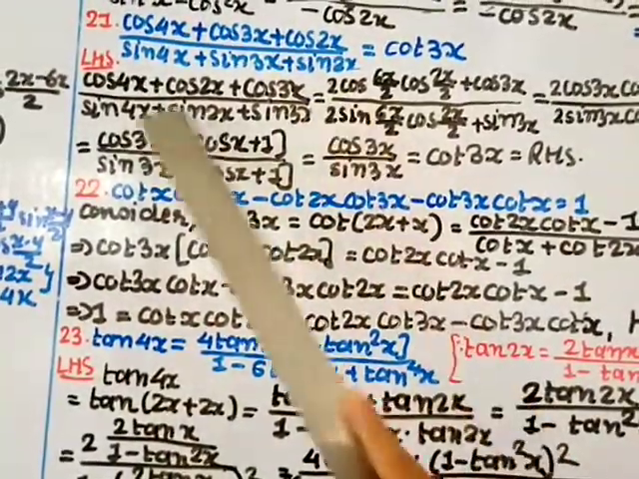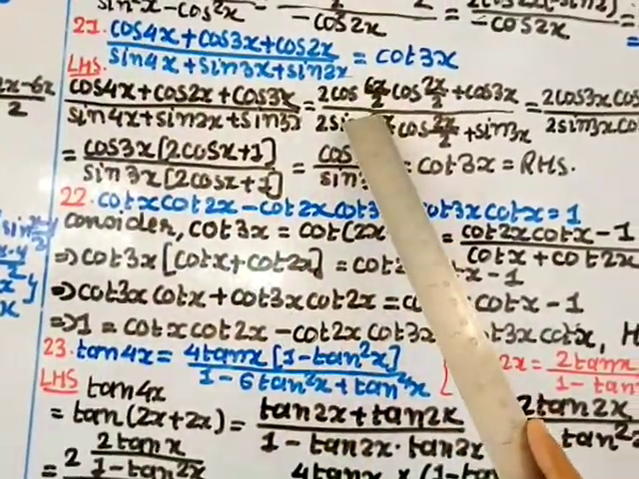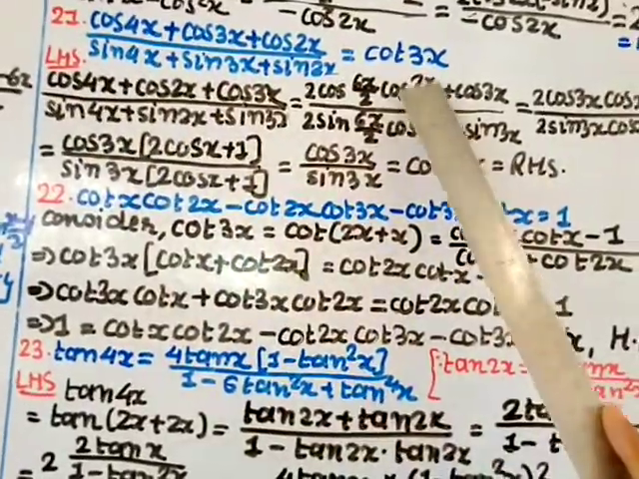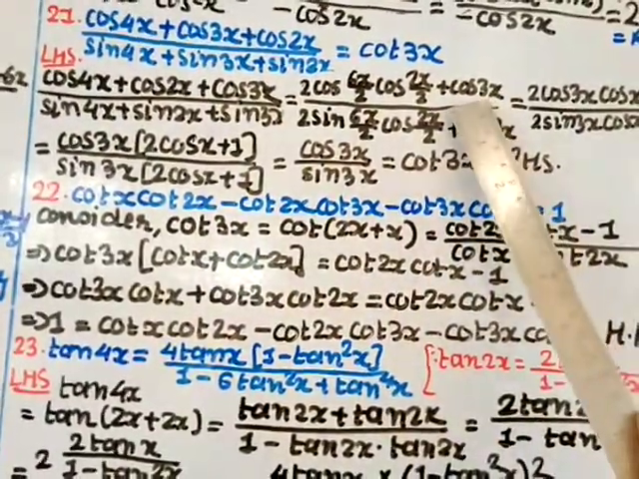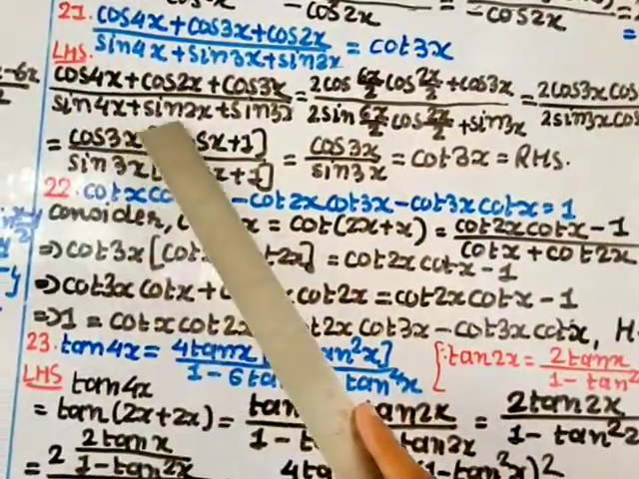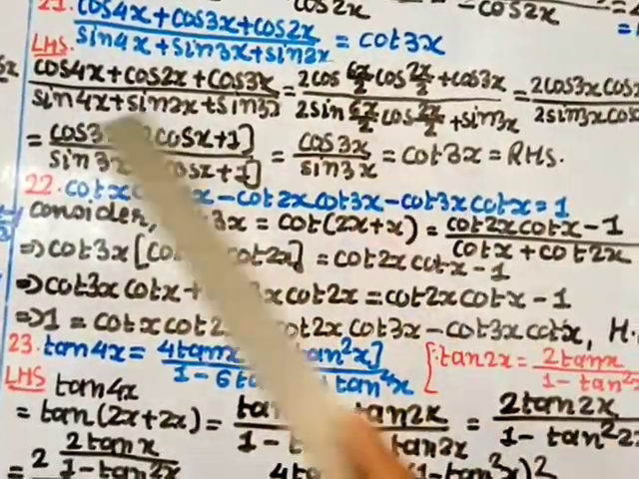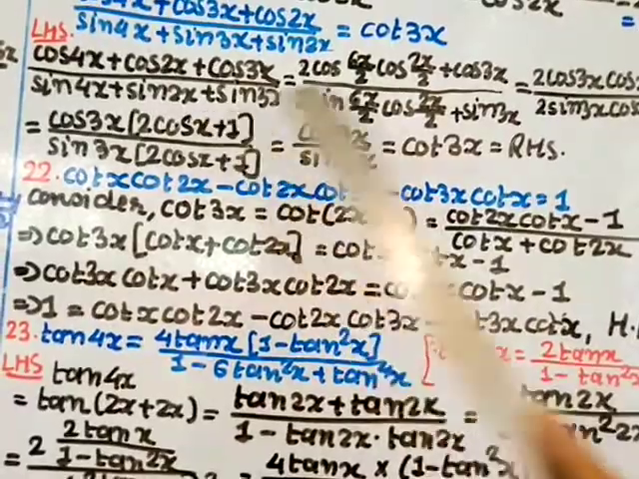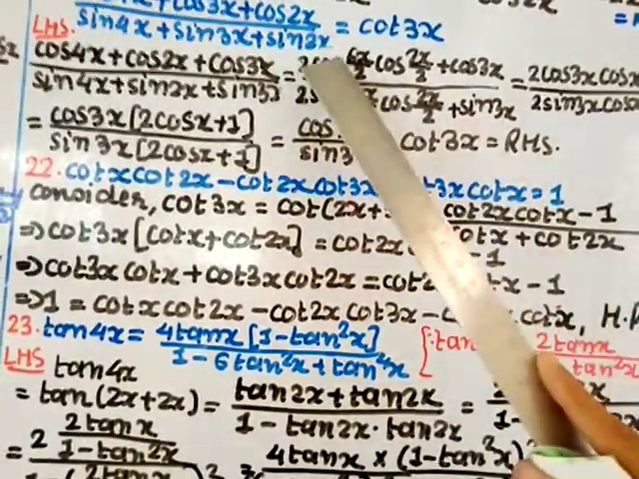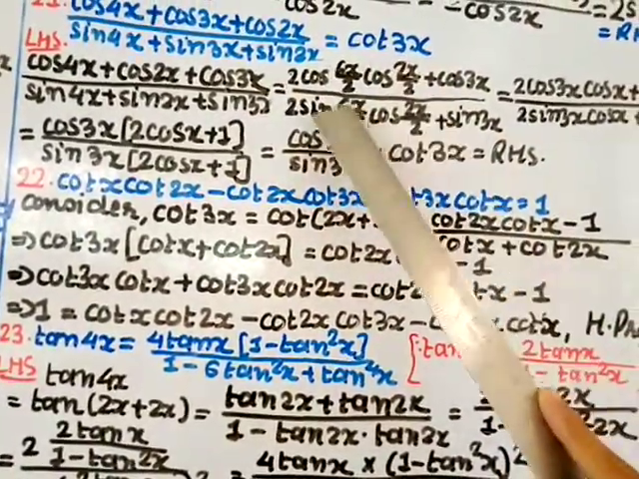So 2 cos((4x+2x)/2), that is 6x by 2, cos((4x−2x)/2), that is 2x by 2, and this cos 3x as it is. Denominator is sin plus sin, that is 2 sin((4x+2x)/2), 6x by 2, cos((4x−2x)/2), 2x by 2, and sin 3x as it is. Now you can cut here 2, here and here.